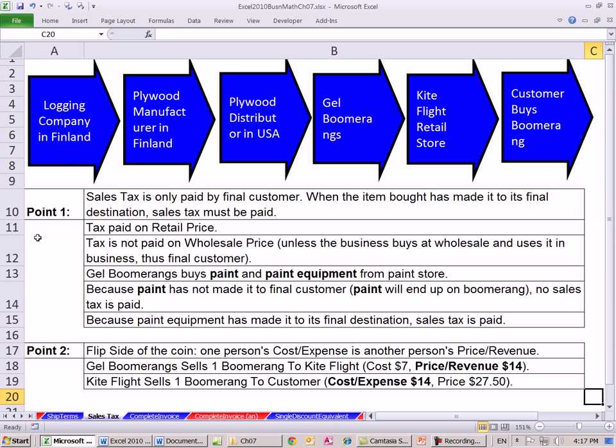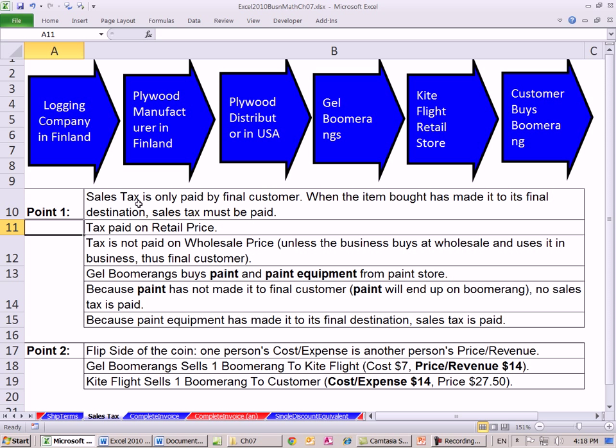Now, here's a little diagram here. Logging company in Finland get some logs. You know, they have skidders and big trucks that get all the logs. The plywood manufacturer in Finland gets the logs, makes plywood. The plywood manufacturer in Finland sends to plywood distributor in USA. Gel Boomerangs, the company I used to run, which manufactured boomerangs, got some plywood in the USA. Gel Boomerangs made the boomerangs. They sold them on to Kite Flight. The Kite Flight finally sells them to the final customer.